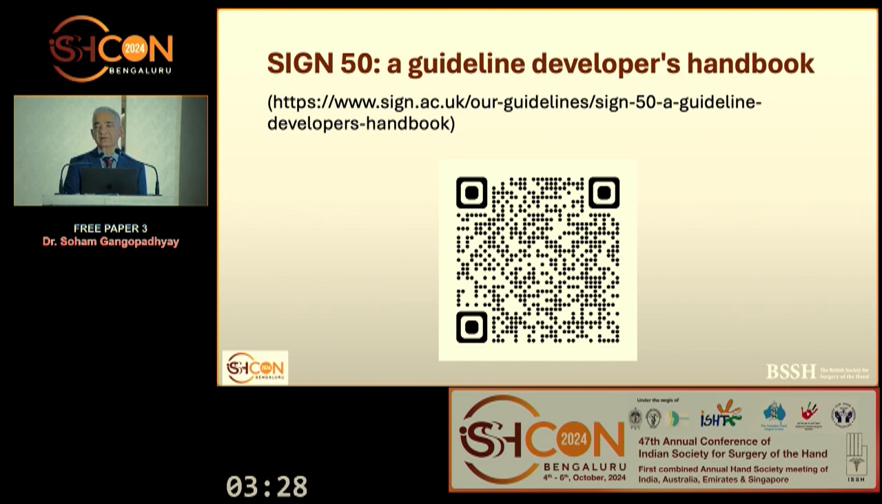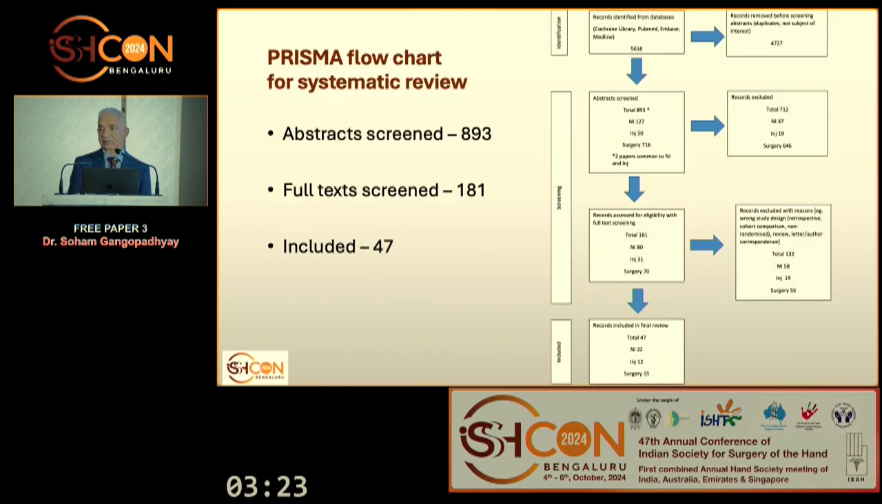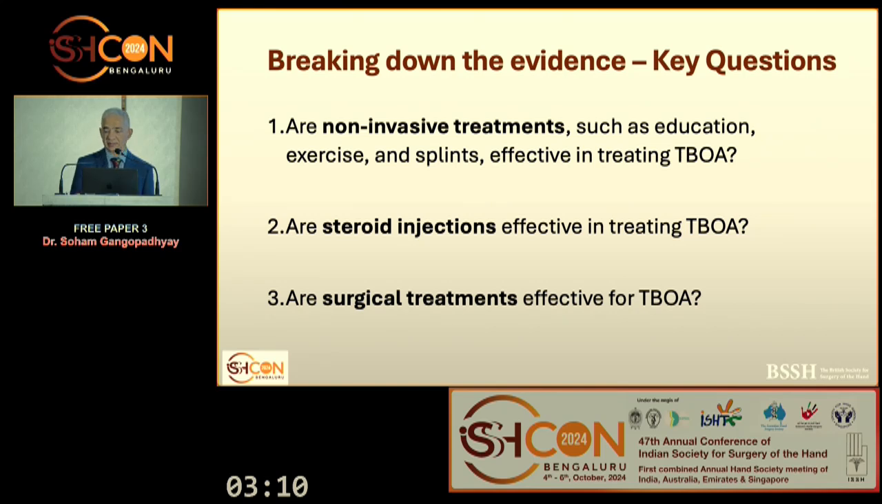Now, the systematic review details are beyond the scope of a 5-minute talk. So really, just a very brief summary. We looked at the entire evidence and screened out 47 papers, which we included. And these papers we looked at to answer 3 key questions. Are non-invasive treatments by way of education, exercise, and splints effective in treating thumb-base arthritis? Are steroid injections effective in thumb-base arthritis? And finally, are surgical treatments effective?